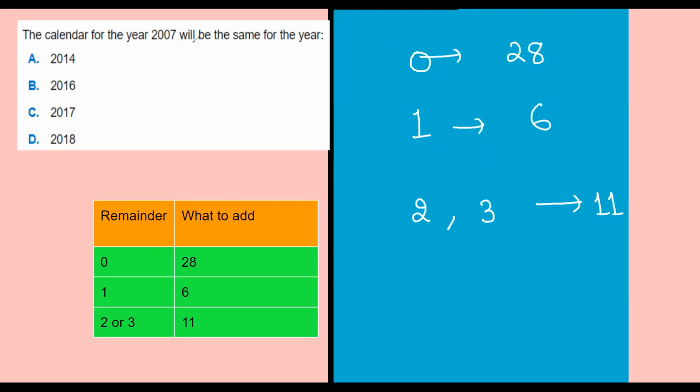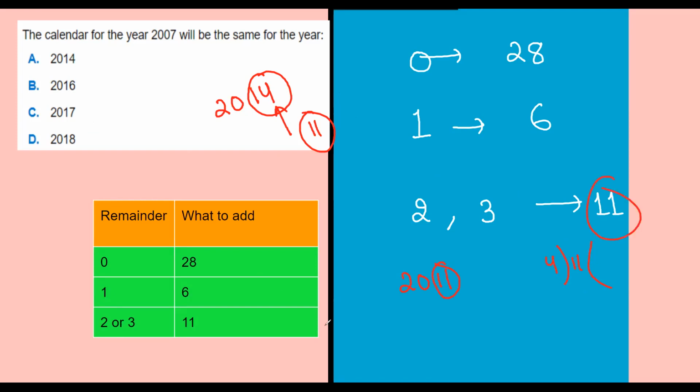to the year given. Now suppose the year given is 2014. What is the remainder? You will take only the last two digits. The remainder is 2, so we add 11. Now suppose you take 2011. If you divide 11 by 4, how much is the remainder? 3. So again you add 11.